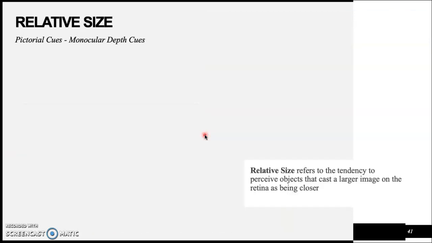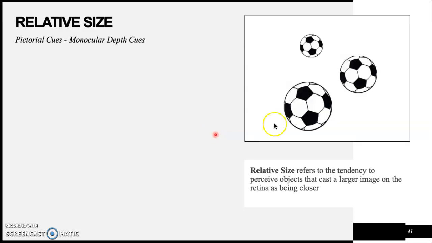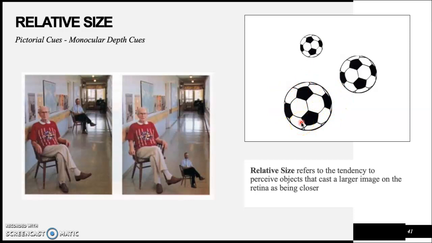Relative size. Now this is our tendency to perceive objects that cast a larger image on the retina as being closer. So these balls we perceive as being the same size, but this one is further away than this one, than this one. In actual fact, they're just smaller versions of the same ball on a two-dimensional shape. But we perceive this as a closer ball because it casts a larger image on our retina.